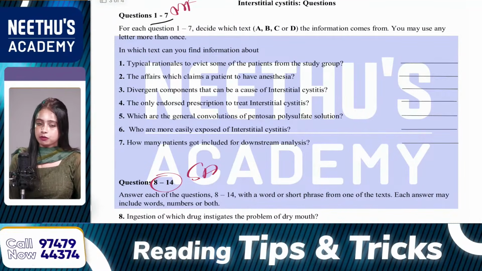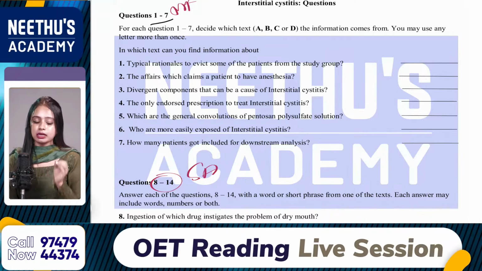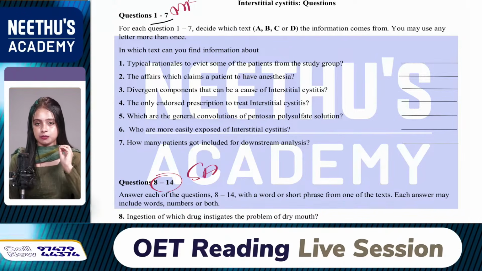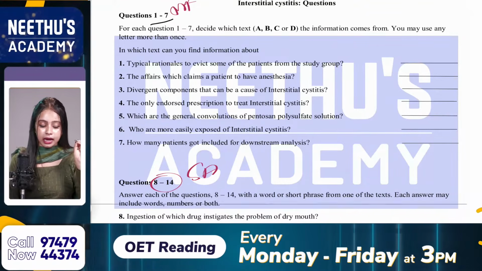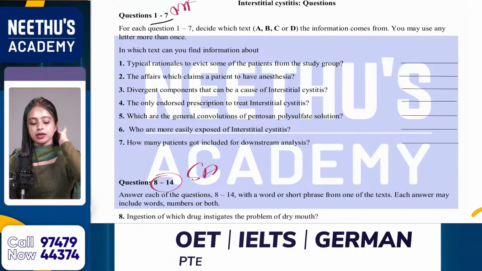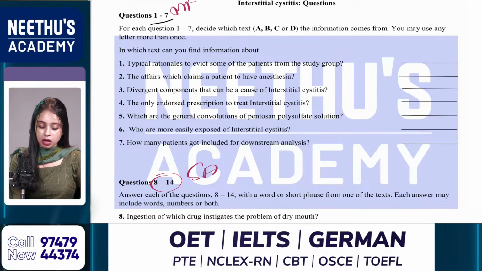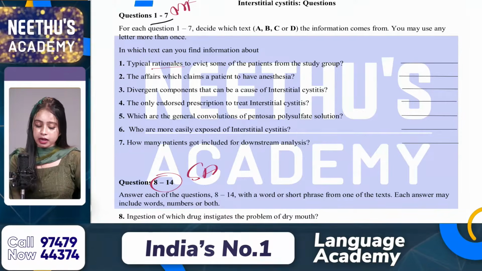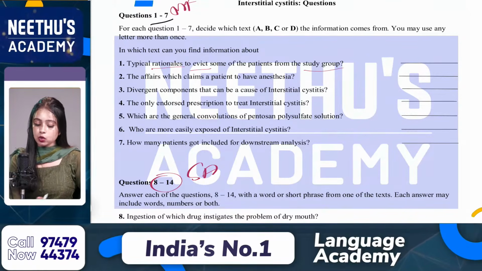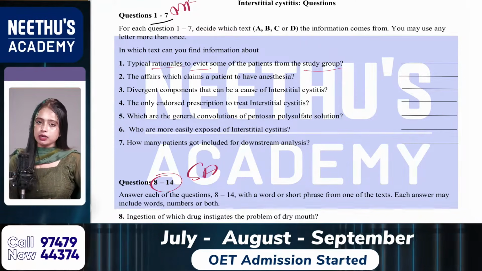Okay, match the following, which means you can read the question, do the same thing, underline the keywords from the question and tell me which texts, whether it is A, B, C or D. Typical rationales to evict some of the patients from the study group. So my keywords: rationales, which means the reasons, then evict, study group. So these are my keywords from the first question. So what is your answer?